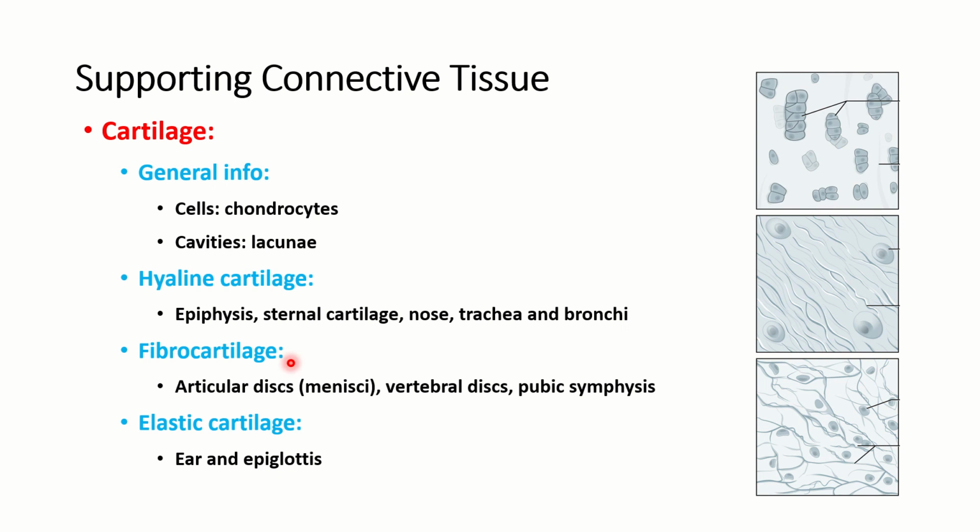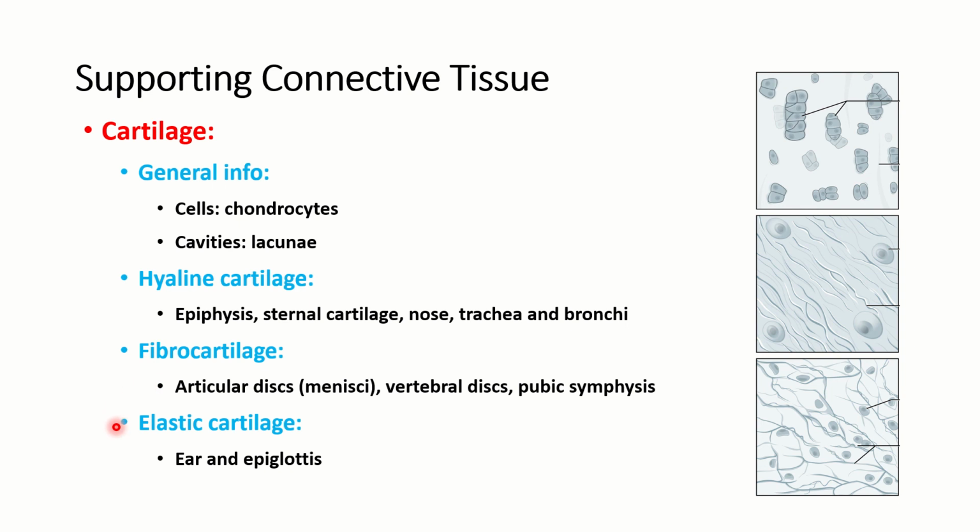Fibrocartilage is the strongest type of cartilage. It has a lot of fibers, and these are the chondrocytes that you see. So where do you see it? You see it in the discs. So for example, in the knee disc, those are called menisci, for stabilization of a joint, and the vertebral disc, and also in the pubic symphysis.